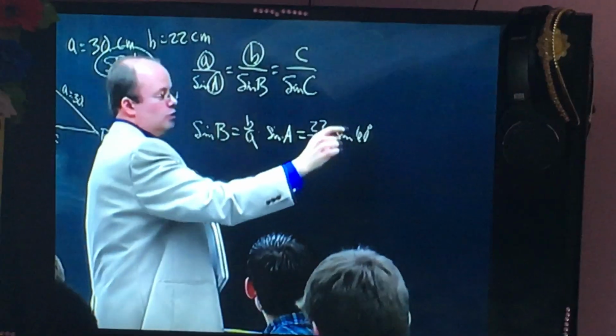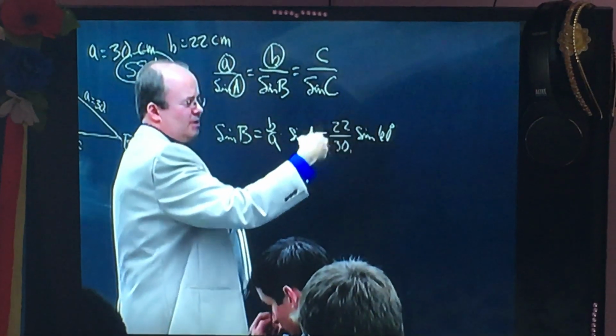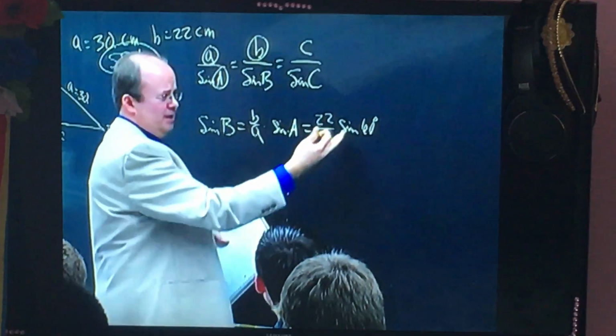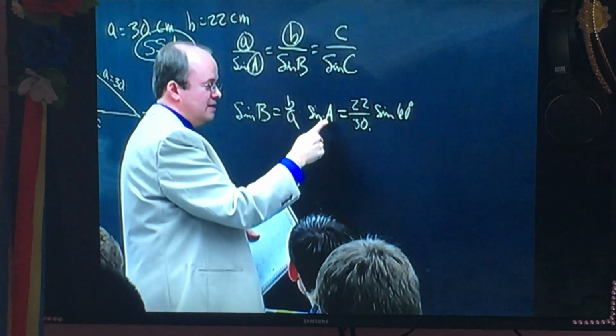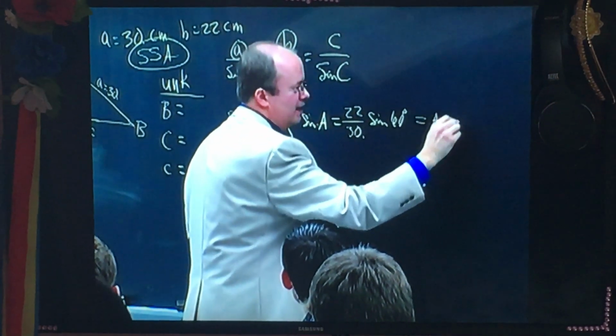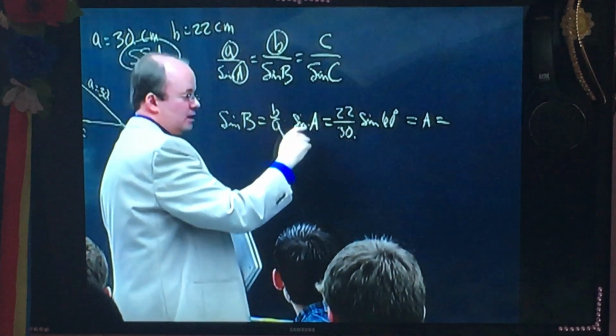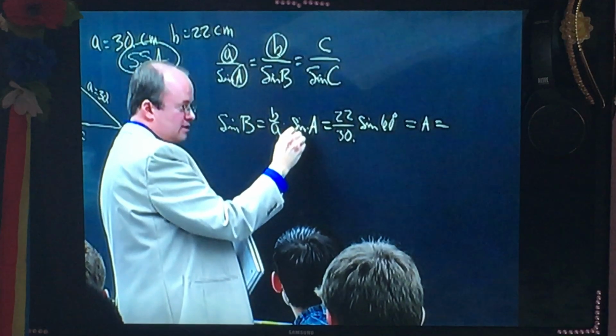Make a mistake. Do not write equals. Do we care how much this fraction and multiplication times sine of 60 is? No, we don't. We want to find the size of angle A. So do not write equals A equals etc., because this quantity is not equal to A. This is equal to the sine of A.